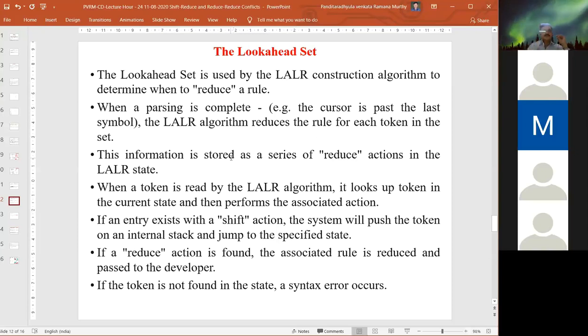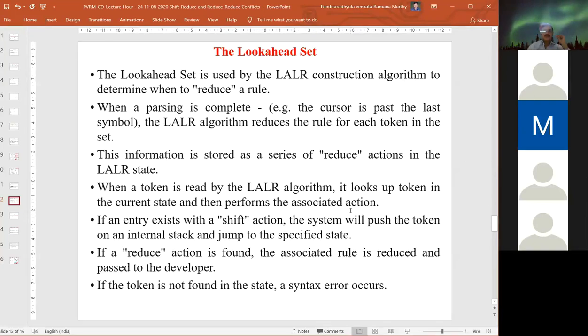Okay, this information is stored as a series of reduce actions in the LALR parser table. When a token is read by the LR or LALR algorithm, it looks up the token in the current state and then performs the associated action. So we have LR0 items and LR1 items.